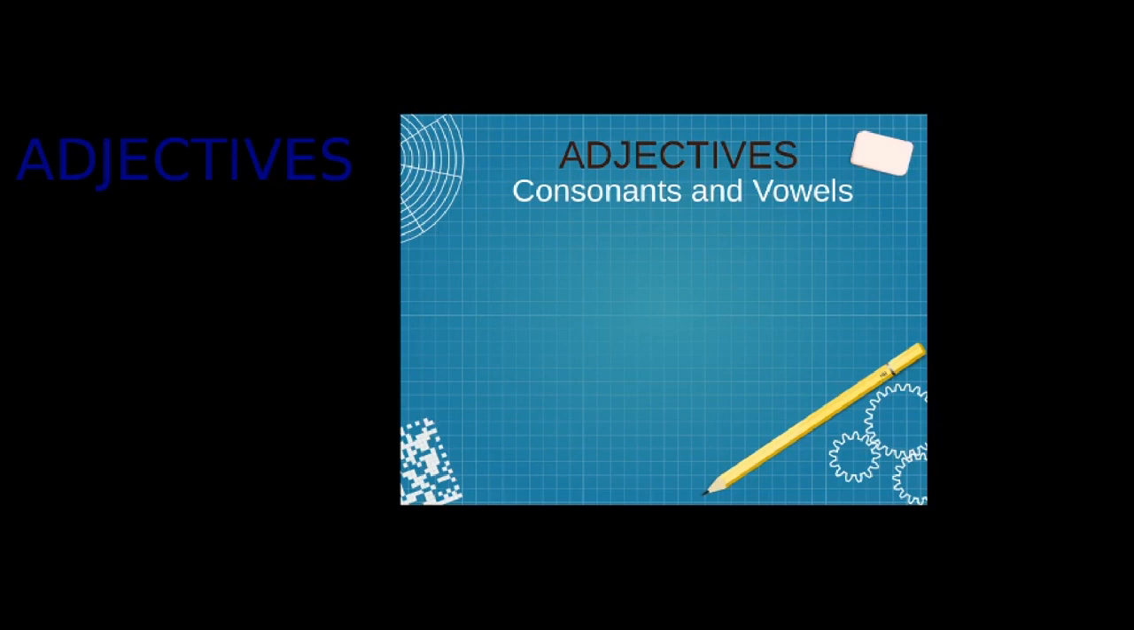So what are consonants and vowels? We are talking about consonants and vowels right now, right? So what is a consonant and what is a vowel? The vowel sounds are a, e, i, o, and u. These are the vowels in English. And what are the consonants? All the remaining letters other than a, e, i, o, u are consonants.